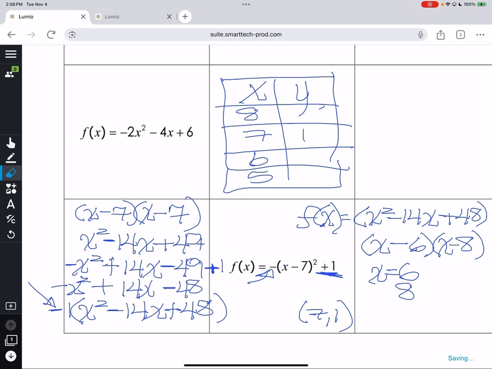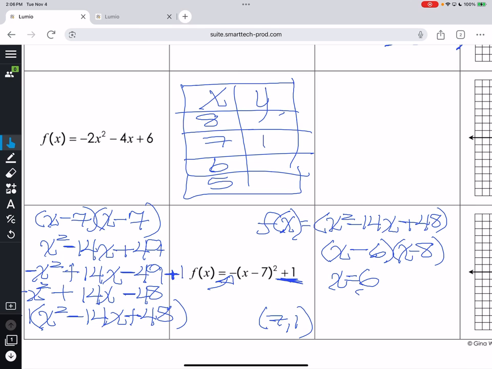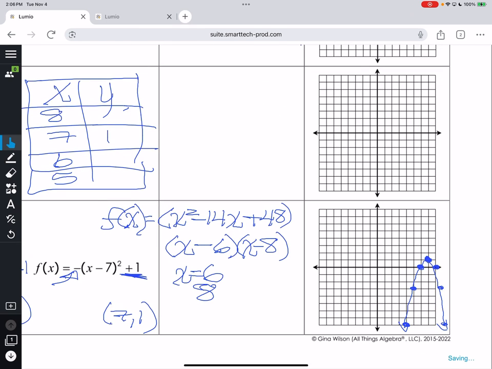All right, are y'all good with that? This is a way to run over here. Where did we cross? At 6 and 8. Okay? And it's negative, so we had the frowny face, we had the vertex, and we go from there. Are you good with that? Questions before we move to the back? All right.